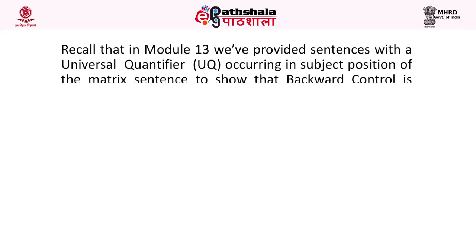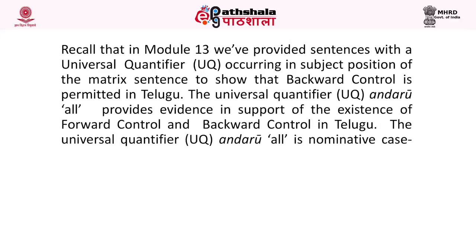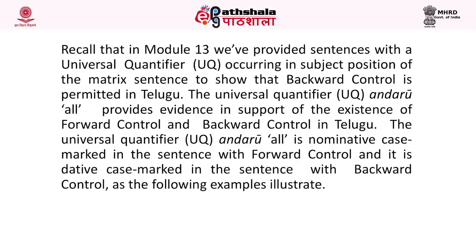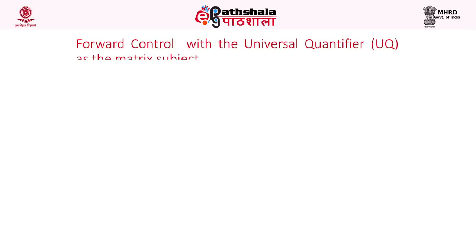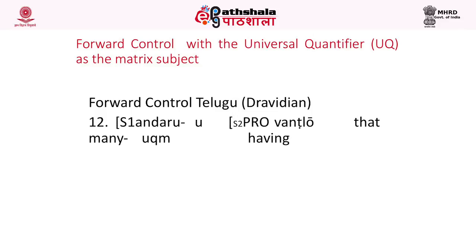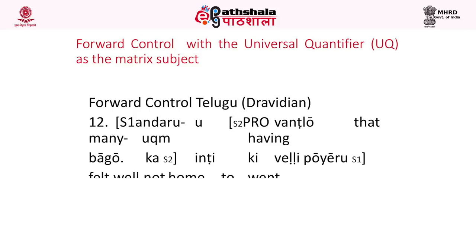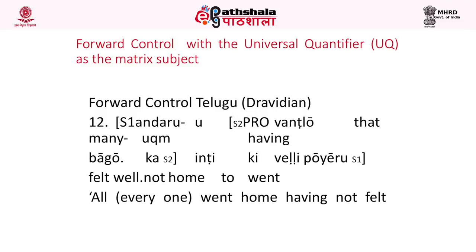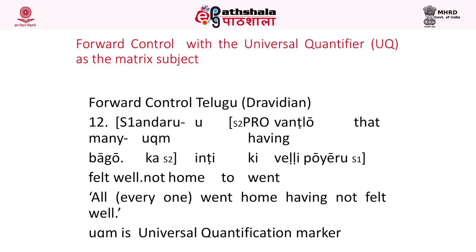Before we proceed further, let us make a distinction between a universal quantifier and a distributive quantifier. A universal quantifier includes the total set. So you have all in English, andaru in Telugu. A distributive quantifier will have prati inta, in each house. And we will now show forward control with the universal quantifier as the matrix subject. An example from Telugu, andaru ontlo bagoka intiki vellipoyaru. All, or everyone, went home having not felt well. Here andaru is the matrix subject, which is a universal quantifier. It is co-indexed with big pro, which is the subject of the embedded clause. So it is a case of forward control.